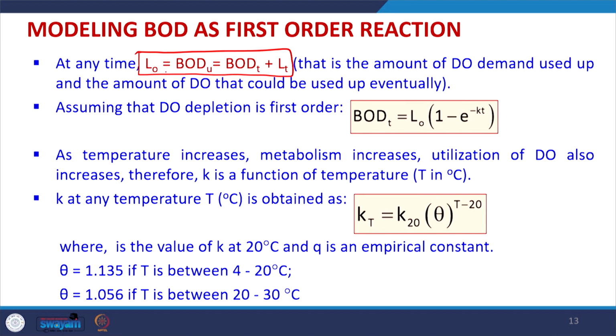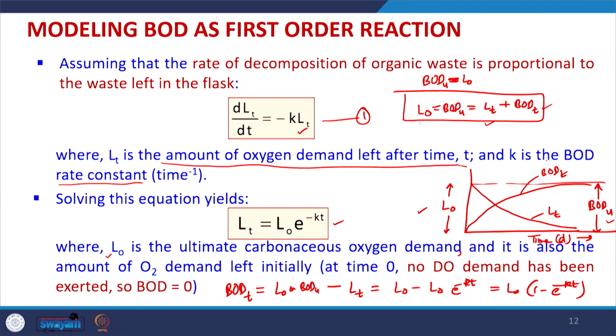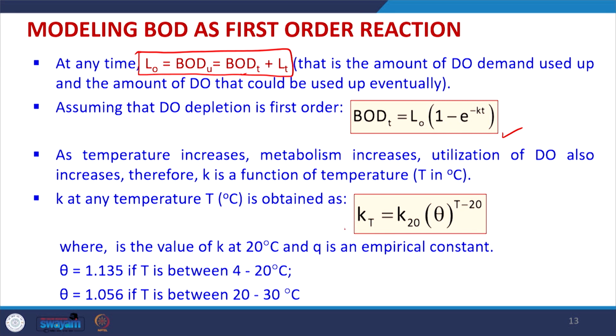So, at any time L0 or BODU is equal to BODT plus LT, that is the amount of DO demand used up at any time and the amount of DO that could be used up eventually. We have already derived the equation, so we can model the BOD using this equation. Now, in this case there is a parameter K, which is represented by the BOD rate constant. This BOD rate constant K is a function of temperature. As temperature increases, we have seen the metabolism increases and utilization of DO also increases, therefore, K is a function of temperature. So, K at any temperature T can be written by this equation.